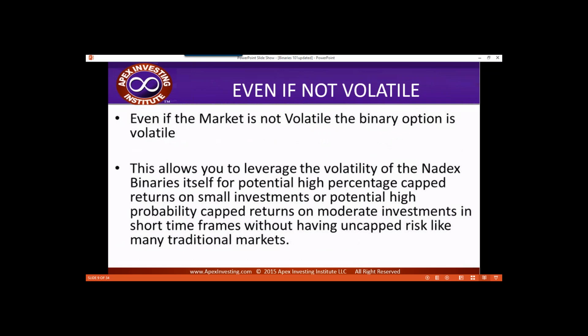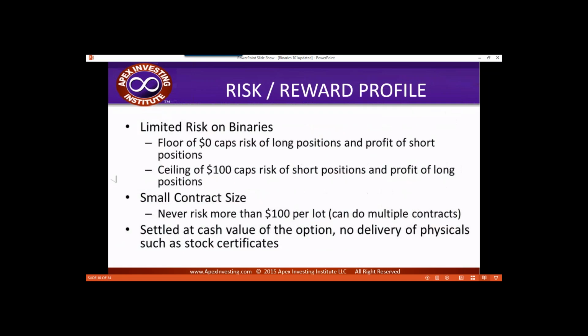So, like I said, even if the market's not volatile, the price of the binary can be volatile. This allows you to leverage the volatility of the Nadex binary itself for a potential high percentage return, but with capped risk and rewards. Okay, so even if you are new to trading, you have a smaller account, your risk is capped. Even with a moderate investment, you can still have a great high percentage of reward potential without the high risk.